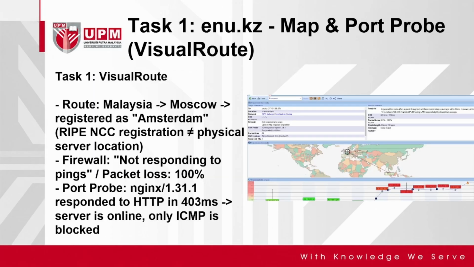And now the map and port probe in Visual Route. Visual Route maps the physical route through Moscow, but geolocates the final segments as Amsterdam, even though the server is really in Kazakhstan, because again, it's my home university. That's because GeoIP tools show where the IP block is registered with RIPE NCC, not where the server physically sits. Visual Route also confirmed not responding to pings, matching PingPlotter, but its port probe got an HTTP response in about 400 milliseconds from an Nginx server. So the server is online, only ICMP is blocked.